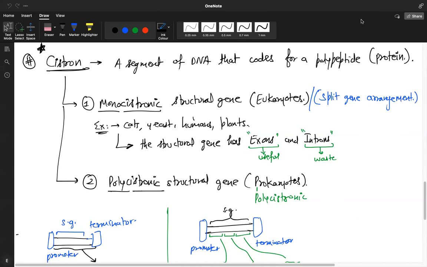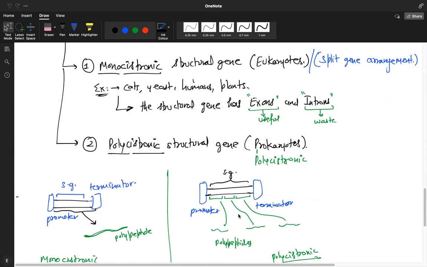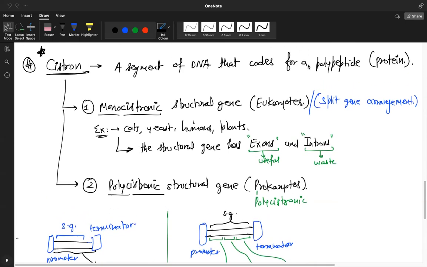Not 3, it can code for multiple, more than one. Yes, it's not decided that it will only code for 3. I gave you this example of 3. What does the word poly mean? More than one, multiple. And cistron means a segment of DNA that codes for a polypeptide chain.